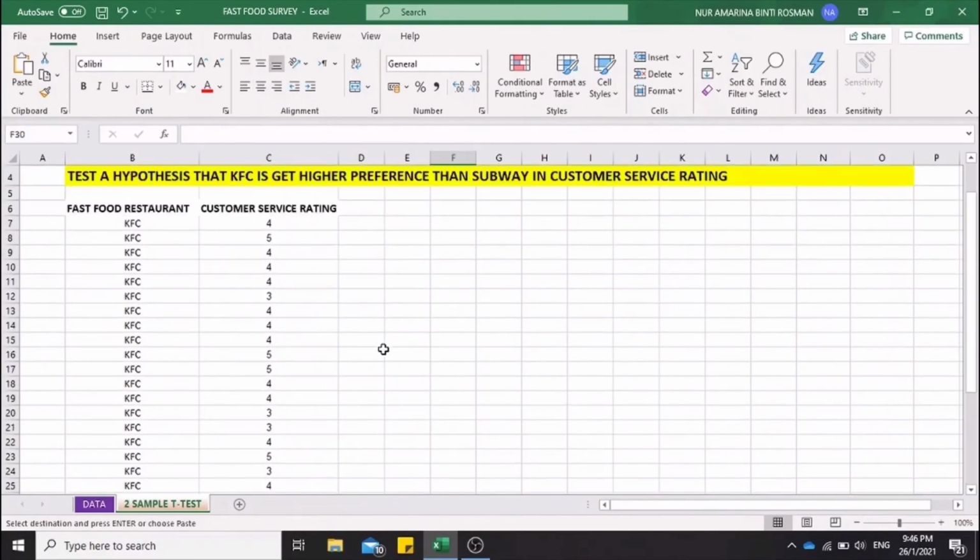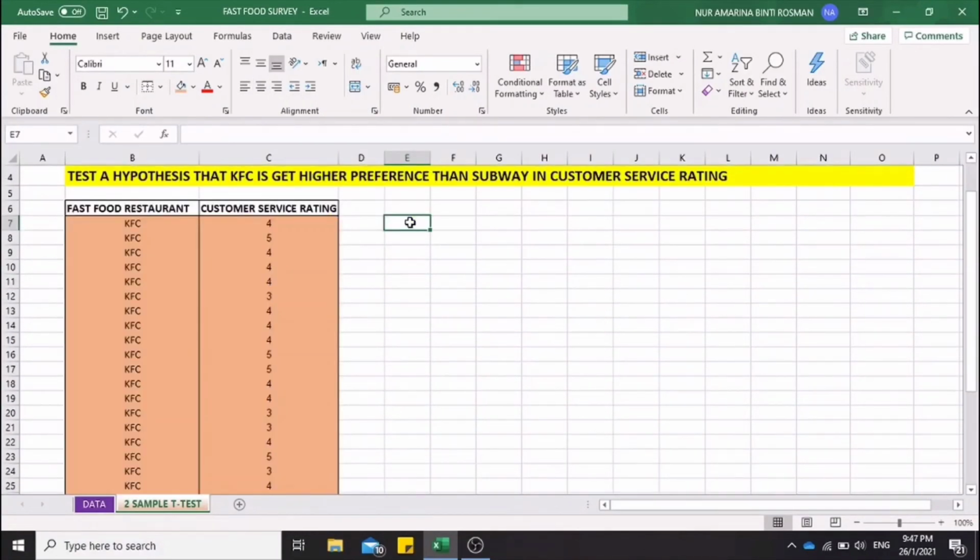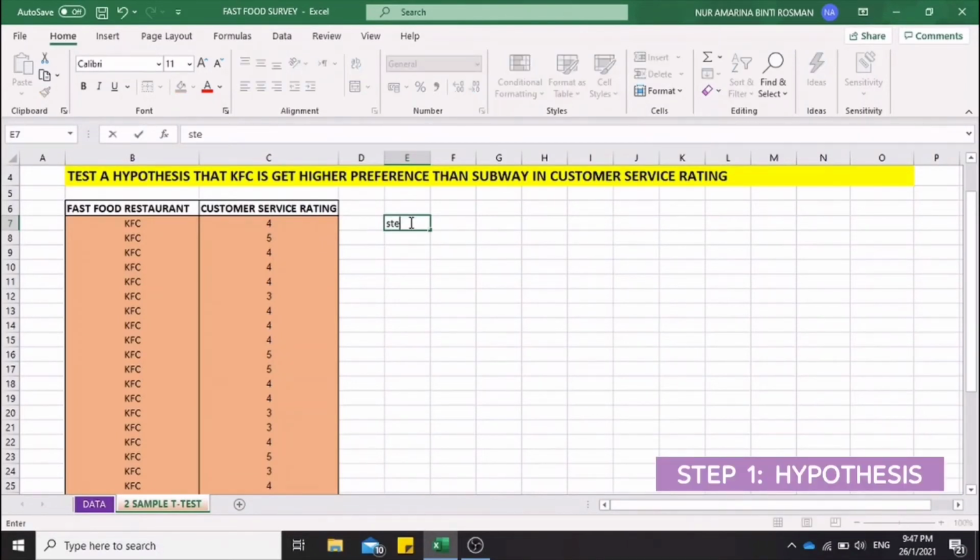It's super easy. Like I said before, there are only 5 steps, and the first one you have to do is hypothesis. Step 1, hypothesis.